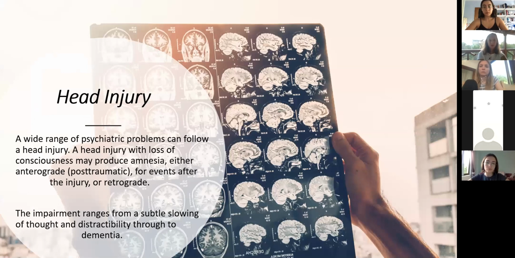The last one that I'm going to talk about that can cause unconsciousness is head injury, and it can be anterograde or retrograde, but most of the time after a trauma, people may have unconsciousness for a little period of time. If it leads to a longer period of time, it's mostly coma. The impairment ranges from a subtle slowing of thought and distractibility through to dementia.